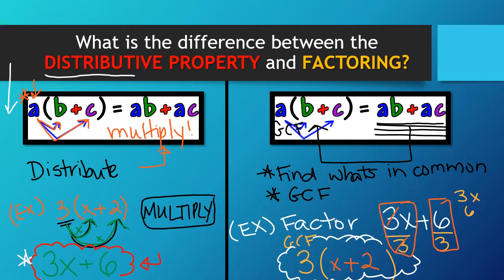It's a different way to write it. It's kind of the opposite of distributive property. You would have your answer. And notice how that's what I started with here on my distributive property. And my answer is what I started with when I was factoring. So they're just opposites of each other.